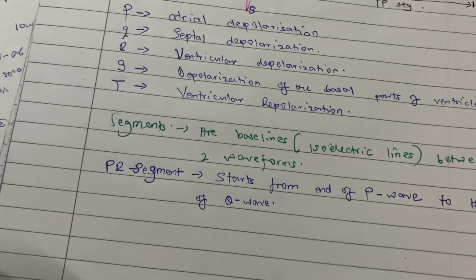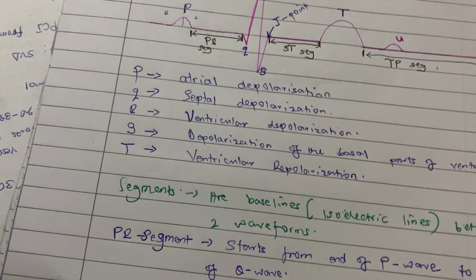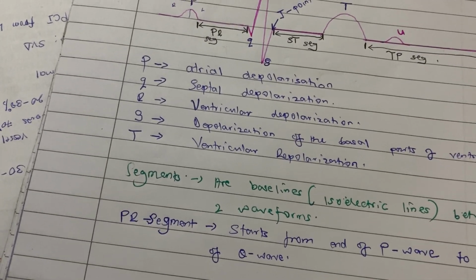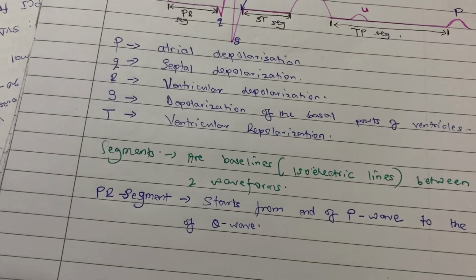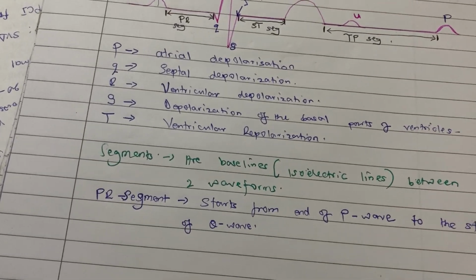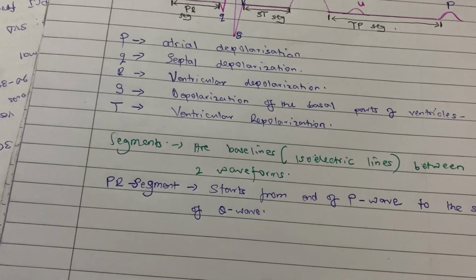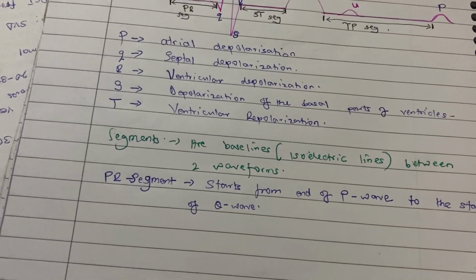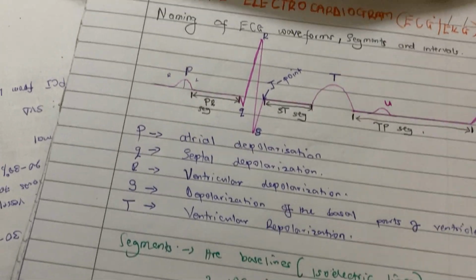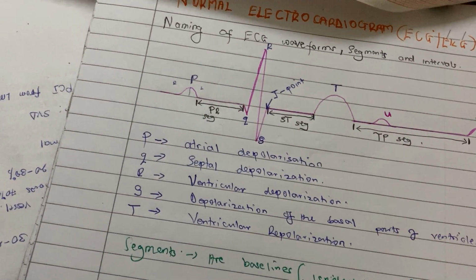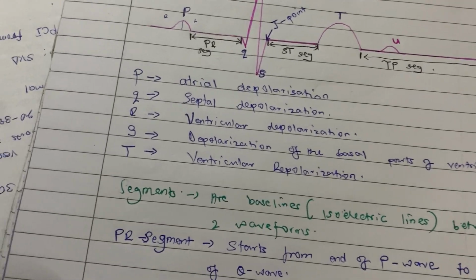If not Q wave, it's R wave. So Q wave is the first negative wave after P. If it happened that the first wave is negative, it is Q wave. If the first wave after P is positive, it is R wave. So S is always negative after R wave. This is a QRS complex. In the QRS complex, three waveforms can be there.